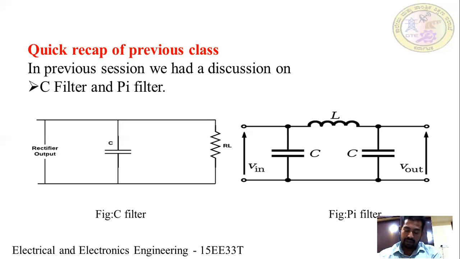The ripple factor of the pi filter is root 2 divided by 8 omega cube L C1 C2 RL. That is all about the capacitor filter and pi filter.